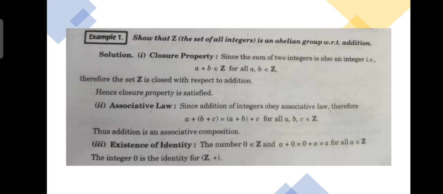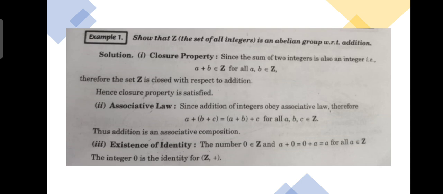So firstly, we'll prove the first property, that is closure property. Let's start. We know that the sum of two integers is again an integer. So if we add a plus b, it will be in the integer set if a and b are in integers. So it satisfies the first property, that is closure property. So we write it as Z is closed with respect to our binary operation addition.